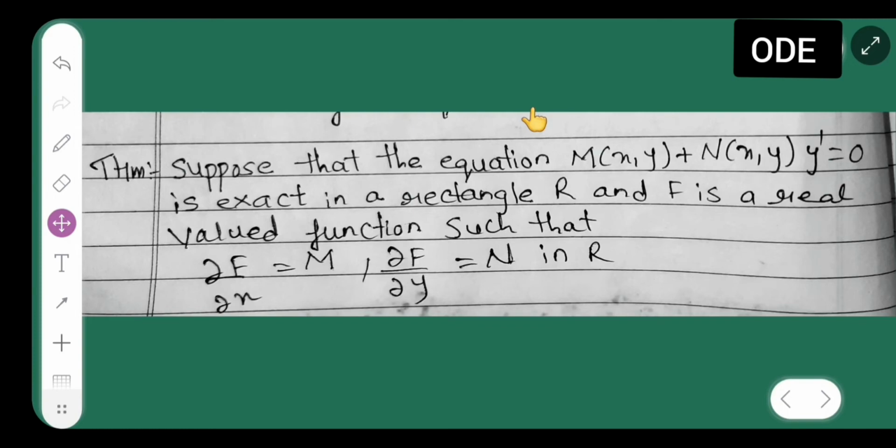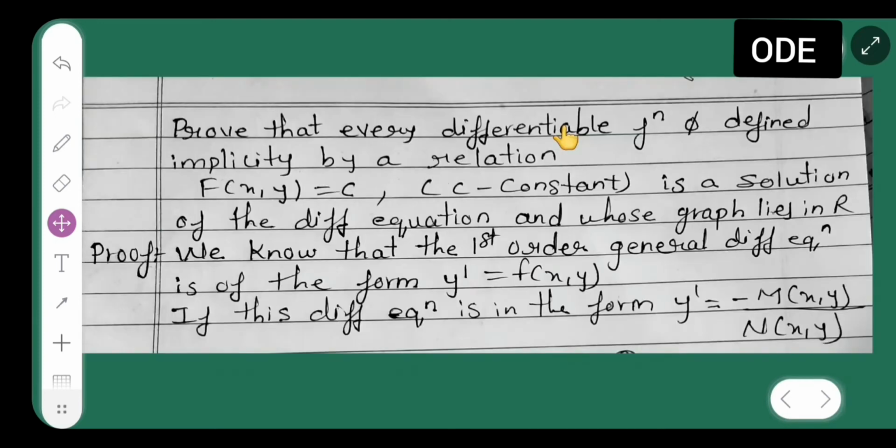Next is the theorem part. Suppose that the equation M(x, y) plus N(x, y) y' is equal to 0 is exact in a rectangle R, and f is a real valued function such that ∂f/∂x is equal to M and ∂f/∂y is equal to N in R. R is a region. Now this is the continuation part. Prove that every differentiable function phi defined implicitly by a relation f(x, y) equal to c, where c is a constant, is a solution of the differential equation and whose graph lies in R. So the proof starts like this.